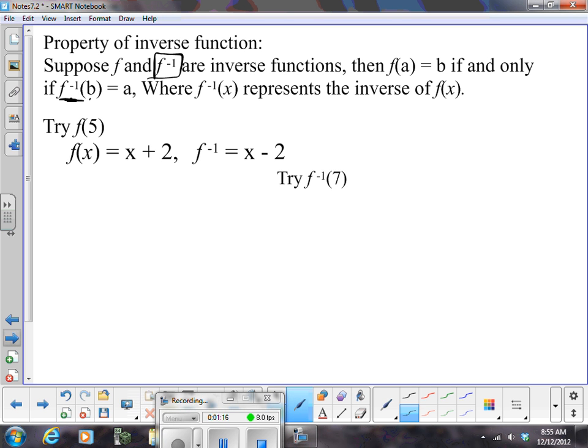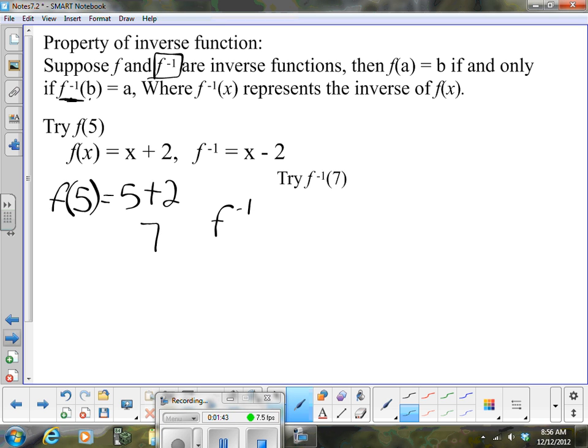For example, if I took one function like this one, and I did f of 5, look what happens when I do f of 5. 5 plus 2 gives me 7, right? You see that? F of 5 gives me 7. Now, watch what happens when I take the inverse problem and plug in a 7. So f inverse of 7, what is 7 minus 2?